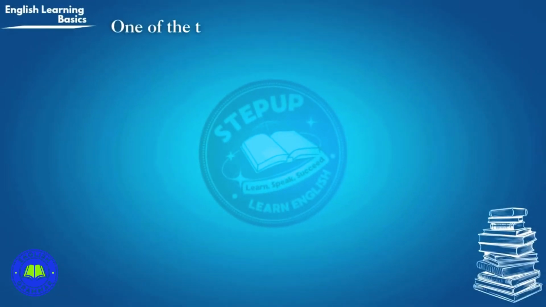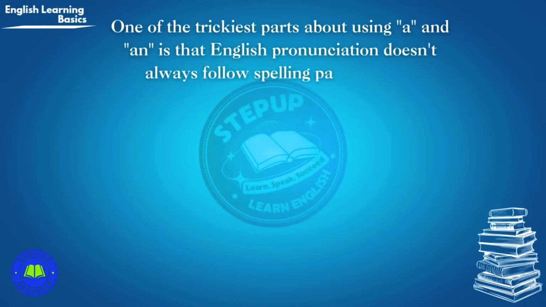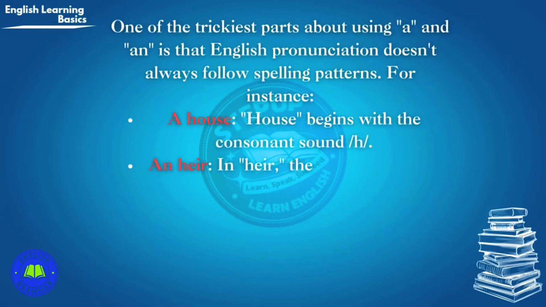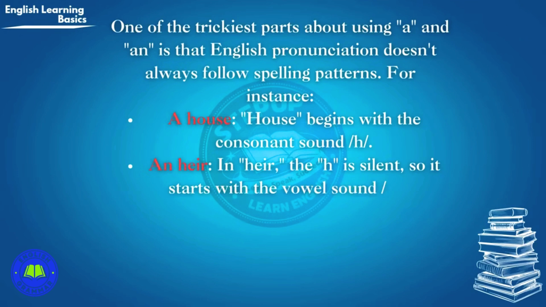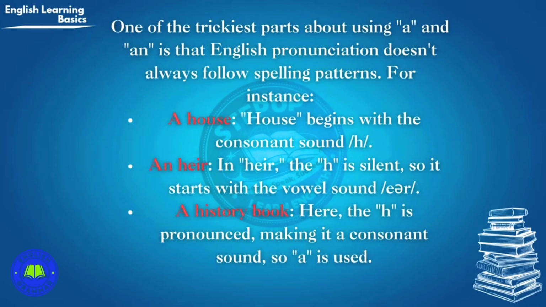One of the trickiest parts about using a and an is that English pronunciation doesn't always follow spelling patterns. For instance, a house. House begins with the consonant sound H. An air. In air, the H is silent, so it starts with the vowel sound "ear." A history book. Here, the H is pronounced, making it a consonant sound, so a is used.